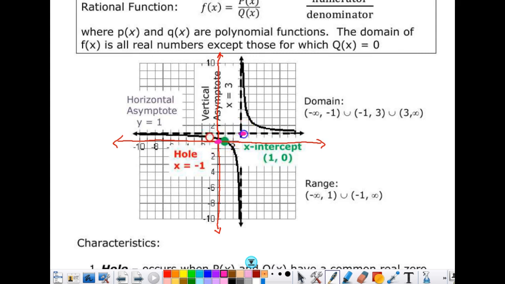And where the asymptotes cross makes a good reference point, so you can tell how the whole graph of the rational function moved. Okay?